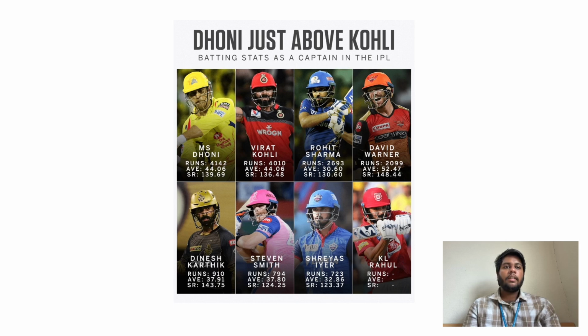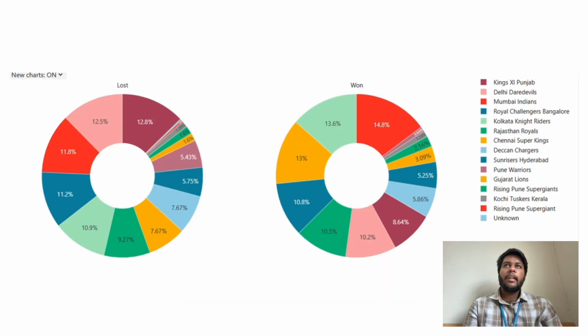And the third one is the toss impact. We analyzed how winning the toss affects match outcomes. In many cases, teams that win the toss have a strategic advantage, as they can choose batting or bowling based on the pitch conditions.